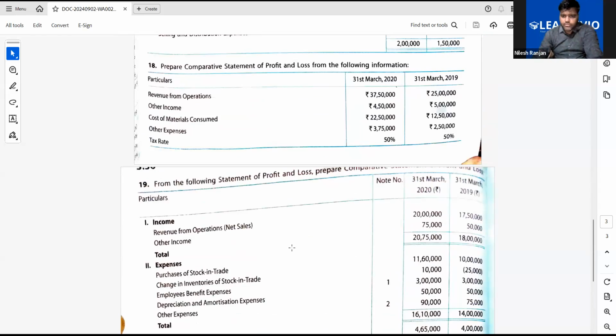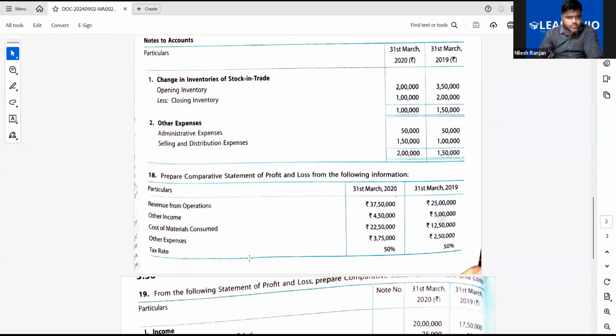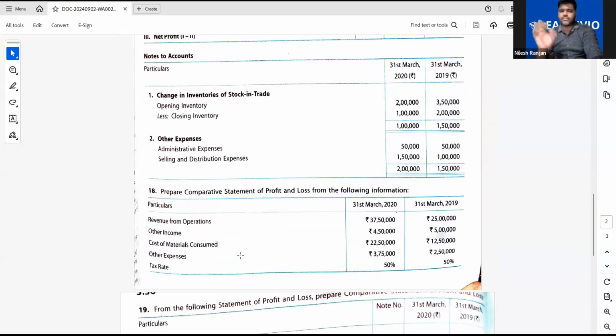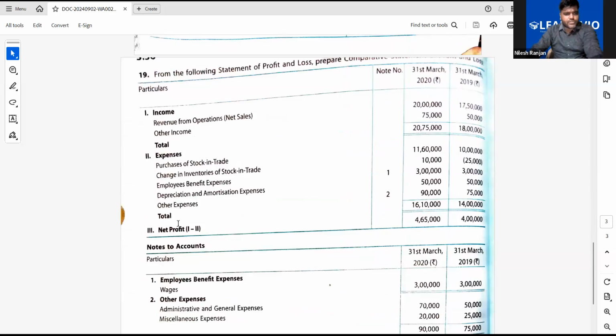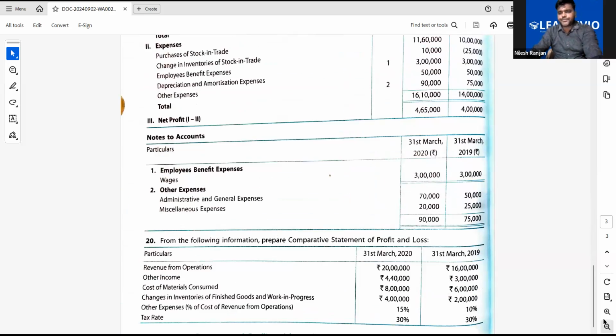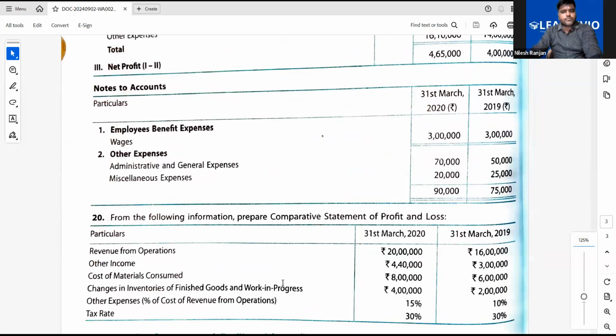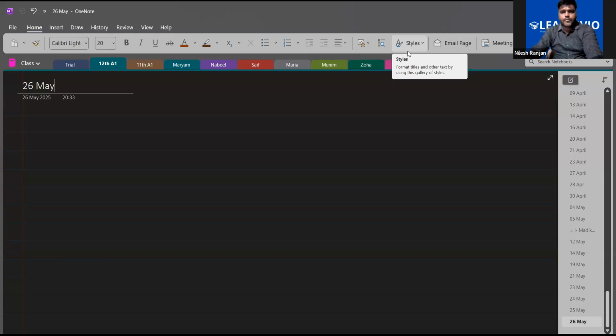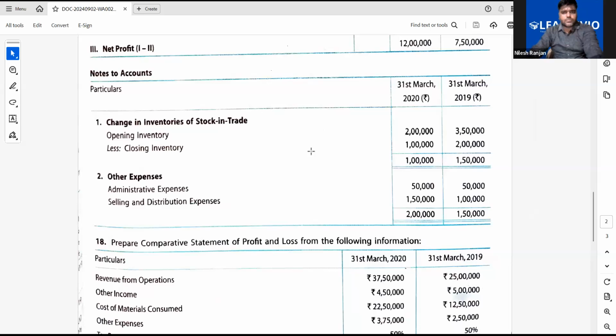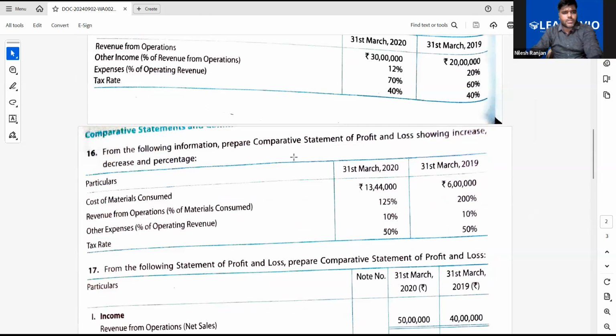Some questions have the format given properly, but there are some questions where there is no format. They have just given a list of items. So I will solve a question with a list of items only, because if the format is given, then it is very easy to solve. I am solving question number 16. There are 2-3 percentages here.